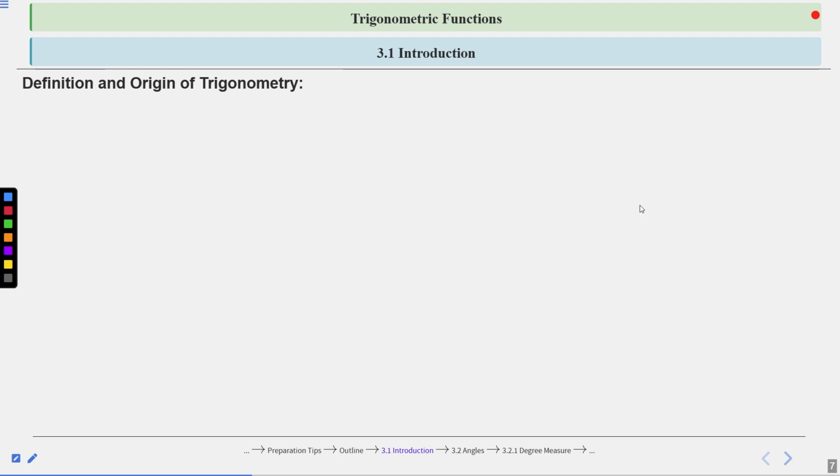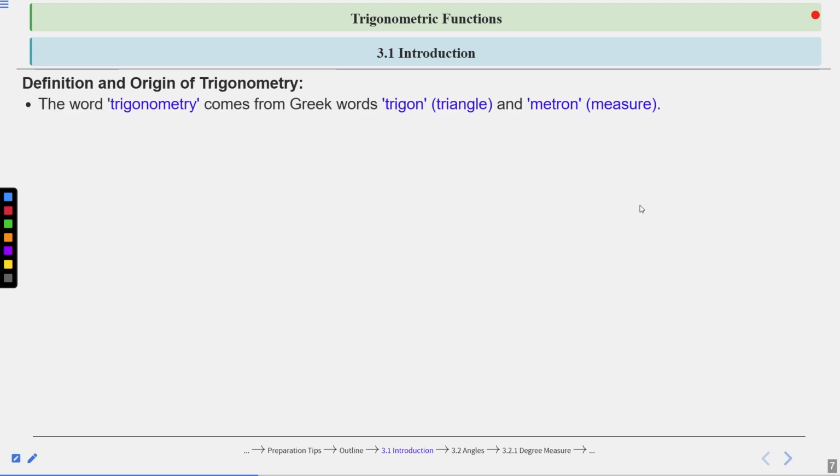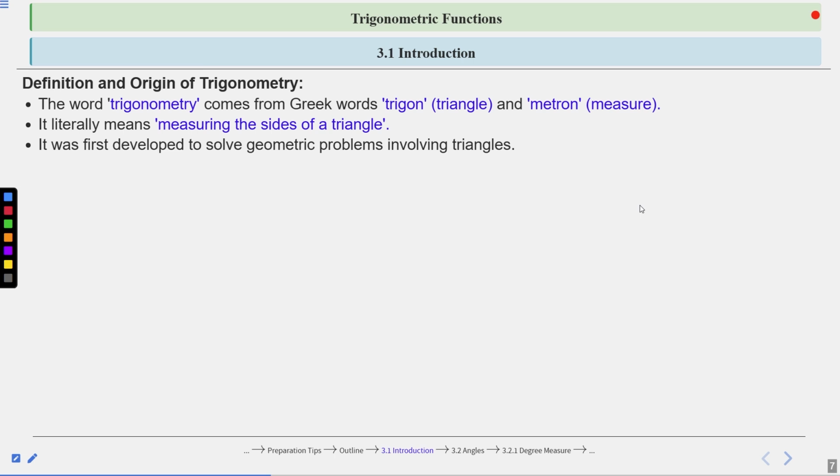Now, a little bit of the origin of trigonometry. This word trigonometry comes from Greek words, trigon and metron. Trigon relates to triangle and metron relates to measurement. Combined, they mean measuring the sides of a triangle. It was first developed to solve geometric problems involving triangles in the Greek region.